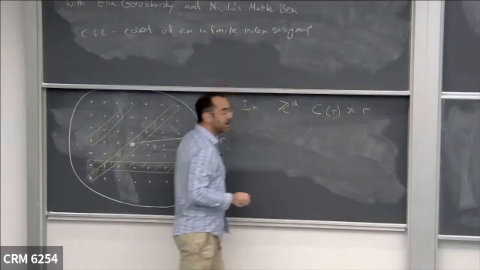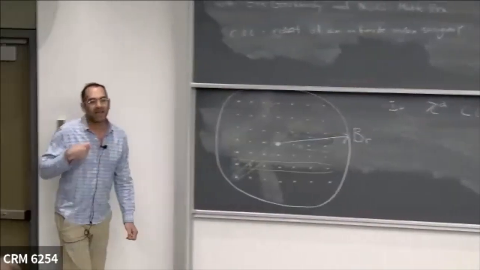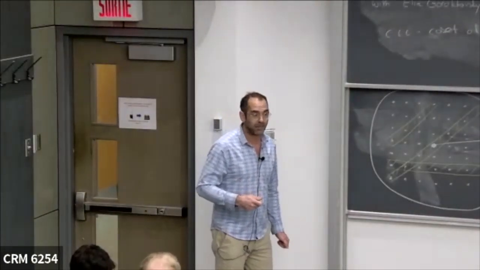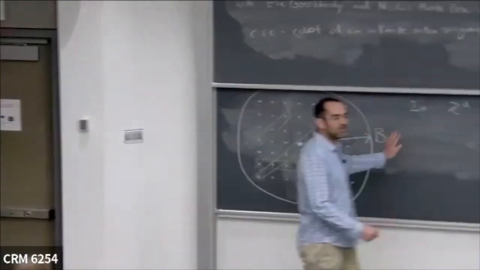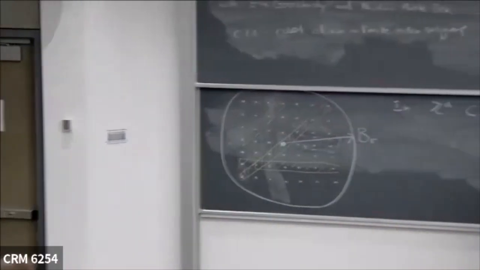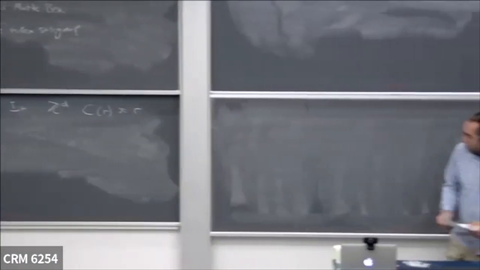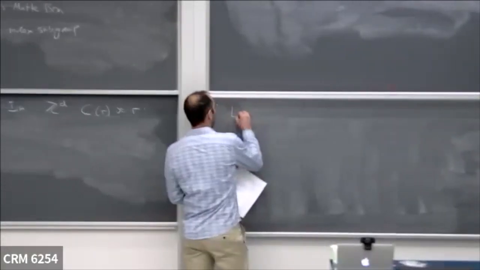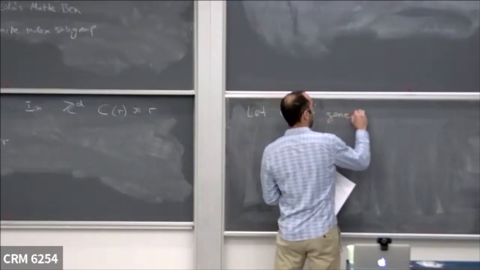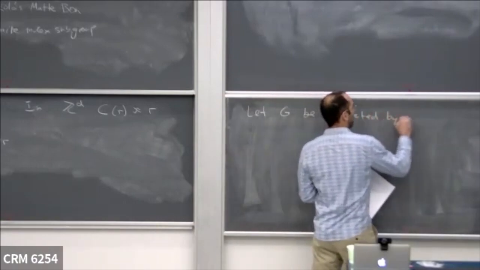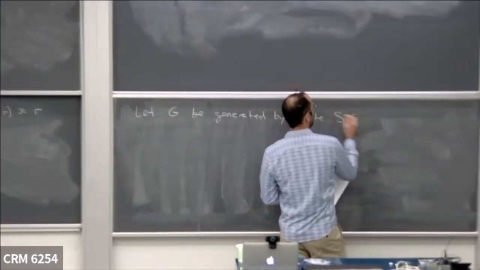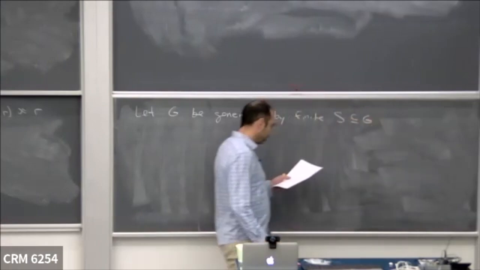And C of r is the minimum number of cosets of infinite index subgroups that I need to cover the ball of radius r. I'll define it formally in a second. And the question is, what happens more generally for finitely generated groups? So let me write down the formal definition. I'm going to let G be generated by a finite, say symmetric, S subset of G.